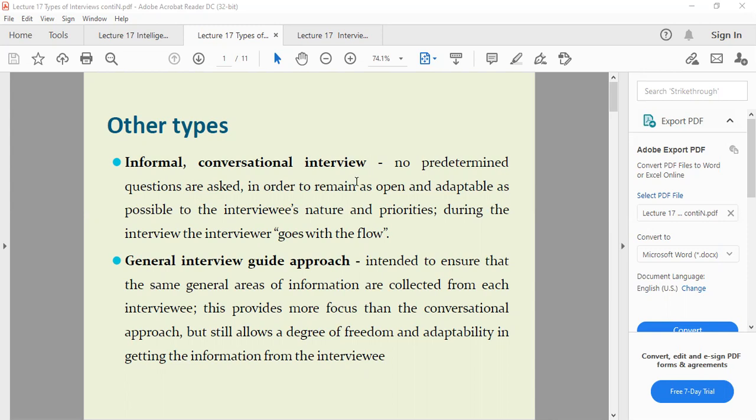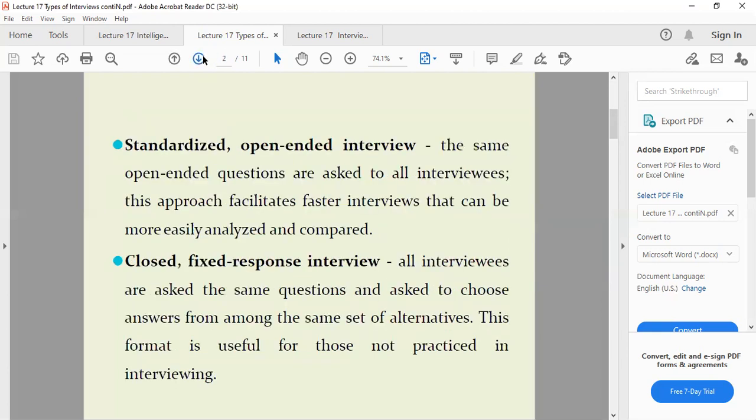Other types are informal conversation interviews, which are not determined by anything, but are just open and adaptable to the interview's nature and priorities, as well as how the interview goes and creates the flow. And then the general interview guide approach. This is intended to ensure that the same general areas of information are collected from each interviewee. So this provides more focus than the conversational approach, but still allows a degree of freedom and adaptability in getting the information as well.